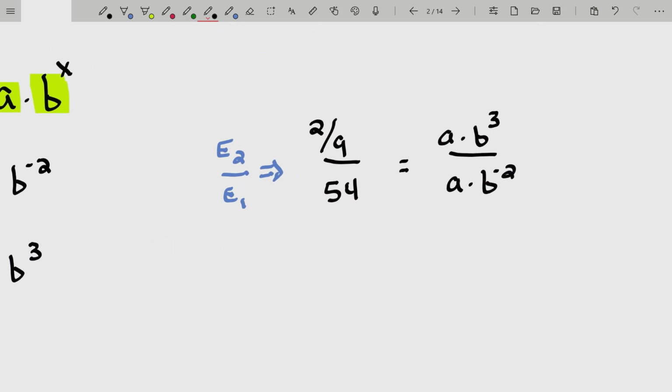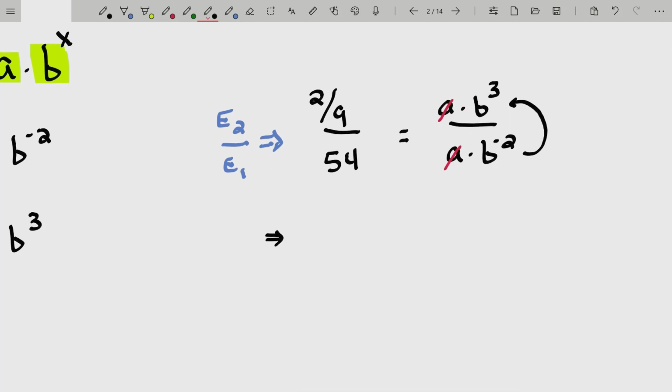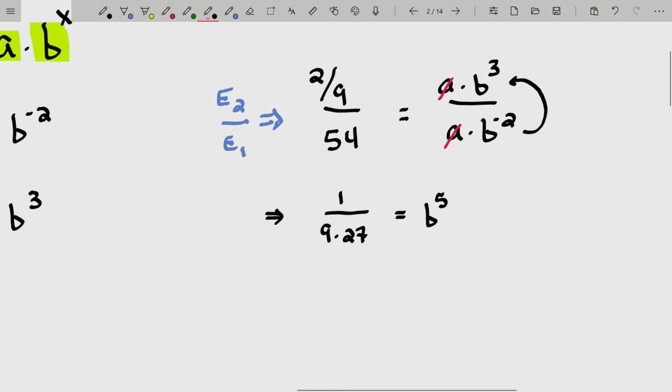What's nice about that, and by the way, you can really only truthfully do this with exponential functions, not with linear or quadratic or polynomial functions. So just don't use it for those types of systems. But you'll see the a's cancel beautifully here. And by properties of exponents, this will become b to the fifth. So this implies we have 2 over 9, which is 1 over 9 times 27. Yeah, sure, why not? 2 goes into 54 27 times, is equal to b to the fifth power.